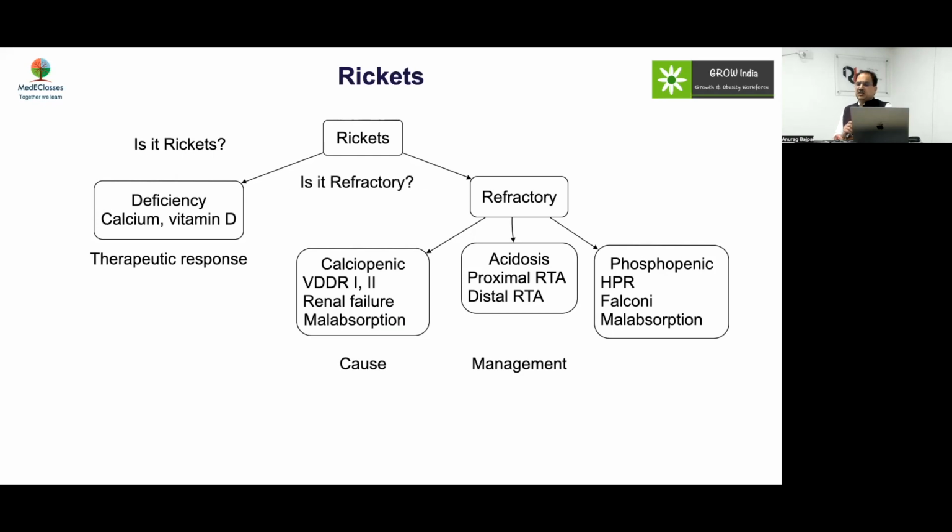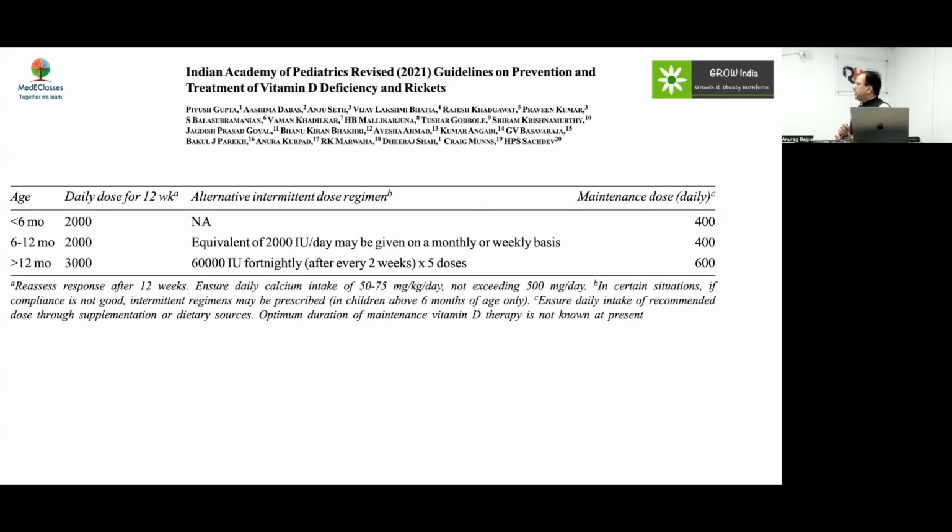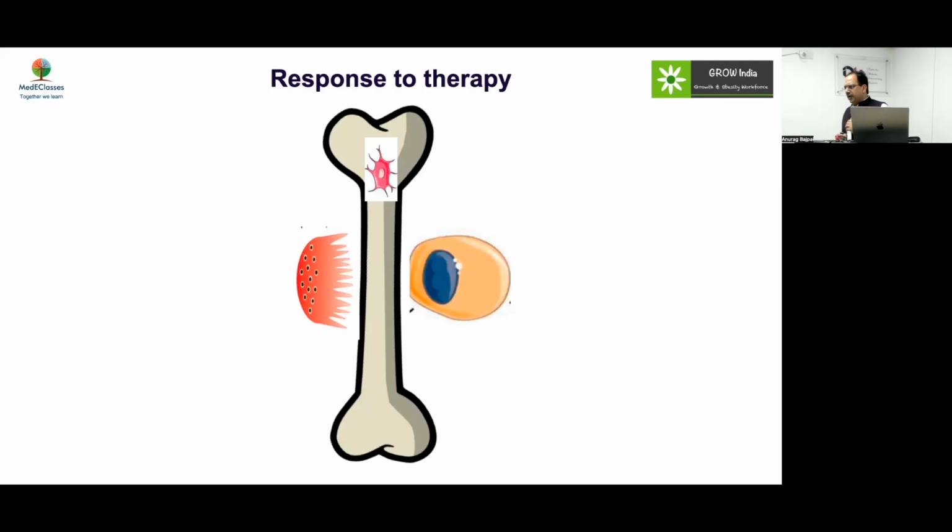The next question is: is it refractory or not? The answer, of course, is that you should give a therapeutic trial of vitamin D and wait for that. These are the guidelines by the Indian Academy of Pediatrics, which are similar to the consensus statement by the global team. They talk about 60,000 international units fortnightly for 5 doses beyond 12 months, or 3,000 international units daily for 12 weeks. So you have to wait for 3 months to get the response, and then you will decide whether it's refractory or not.